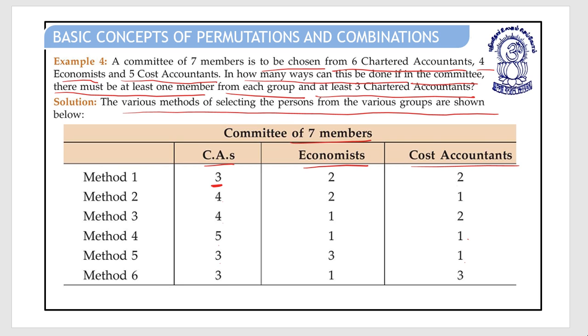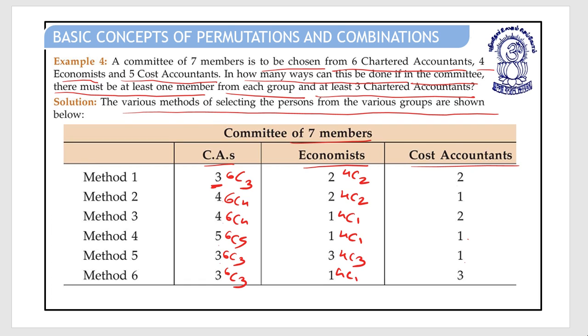So total number of CA is 6. So 6C3, total number 6, out of 6, 3 selected. So 6C3, 6C4, 6C4, 6C5, 6C3 and 6C3. Same way for economists. 4 economists. So 4C2, 4C2, 4C1, 4C1, 4C3, 4C1.